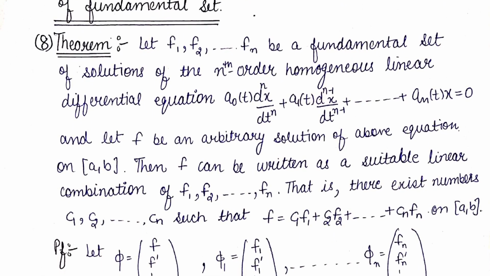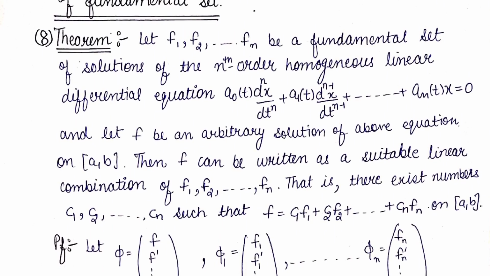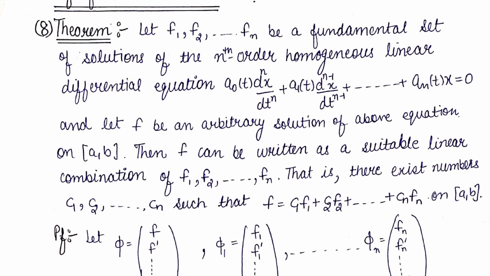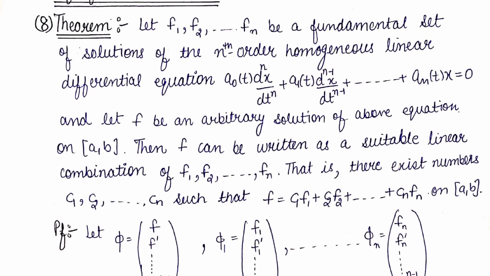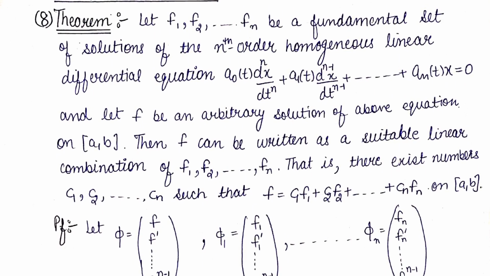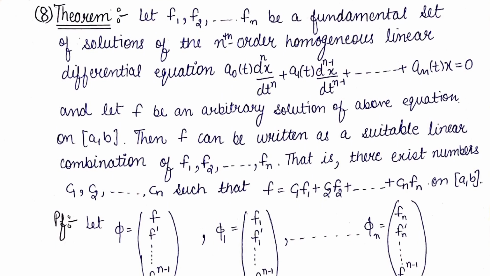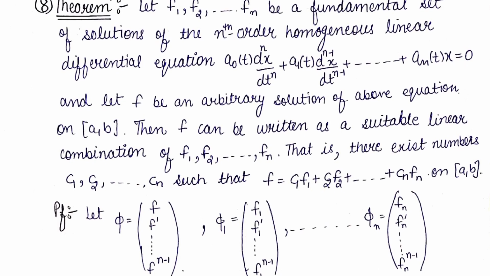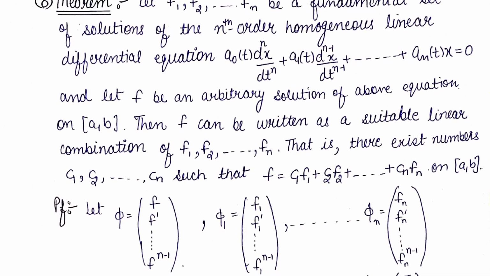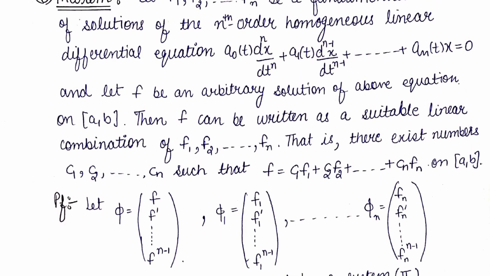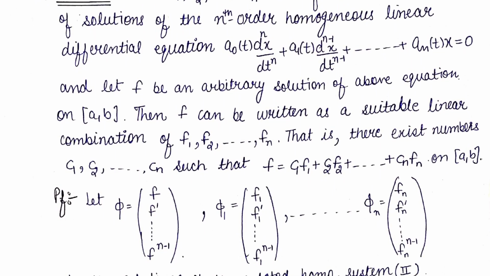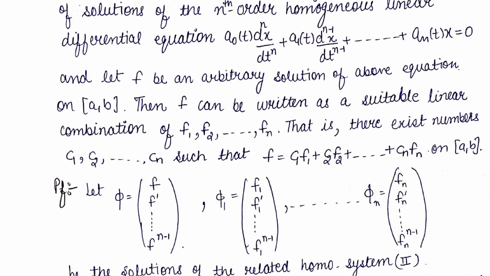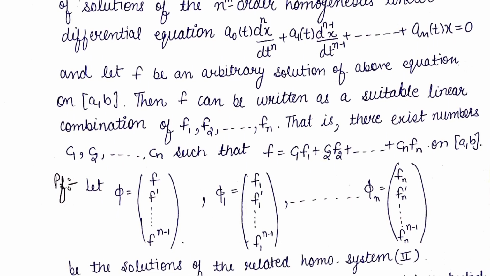So हमें क्या गिवन है? हमें n फंक्शंस गिवन हैं जो कि फंडामेंटल सेट बनाते हैं. वो फंक्शंस कौन से हैं? f1, f2, fn. एंड हमें एक आर्बिट्रेरी सॉल्यूशन दिया हुआ है जो कि हमें नहीं बोला हुआ कि फंडामेंटल सेट में है या नहीं है, हमें नहीं पता, but we know that this f is an arbitrary solution. It is a solution of the above equation. Then the theorem states that this f can be written as a suitable linear combination of f1, f2, fn. That is, कोई भी जनरल सॉल्यूशन है हम उसको f1, f2, fn के लीनियर कॉम्बिनेशन में लिख सकते हैं. सो कैसे? सो लेट्स स्टार्ट द प्रूफ.